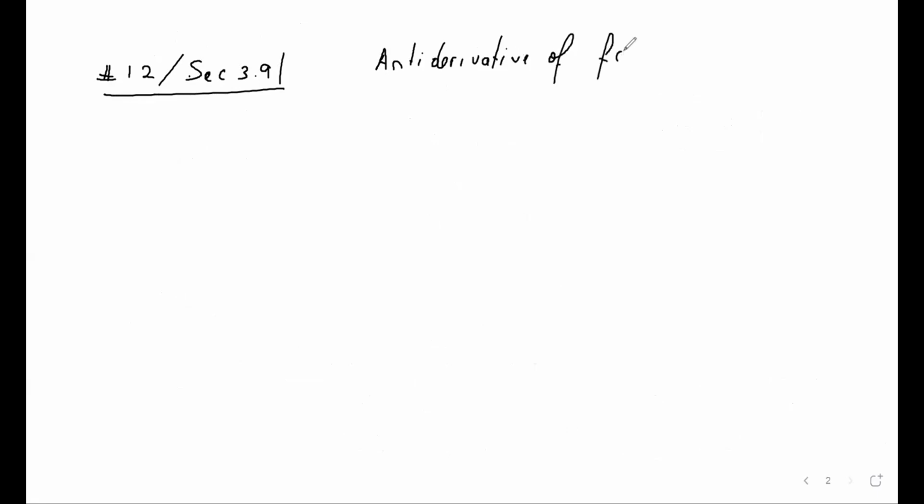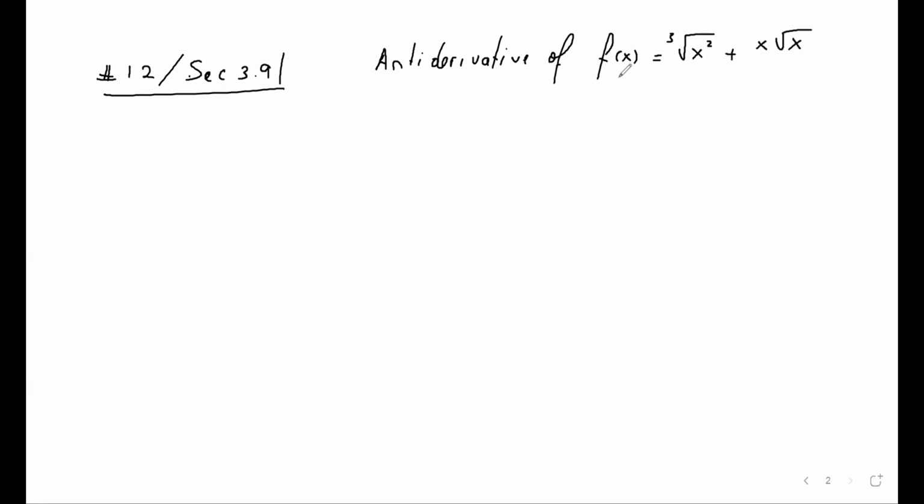The next thing that I'm going to do here is something with some square roots, and that's going to be number 12 of section 3.9, of course. So we want to do the antiderivative of f of x equal to, and I'm going to write f of x here, the cube root of x squared plus x square root of x.